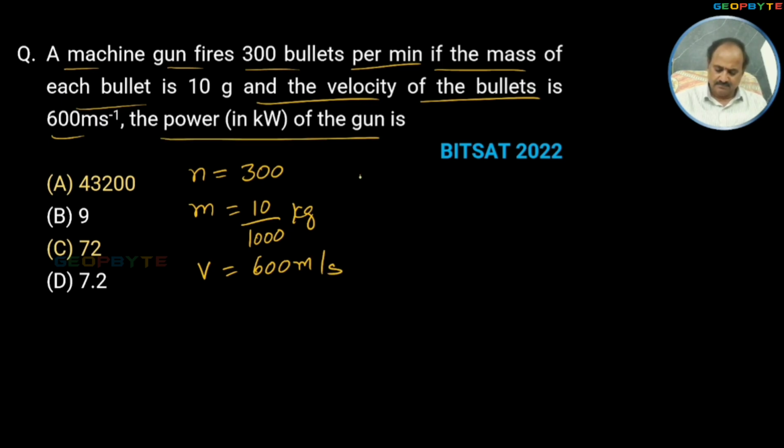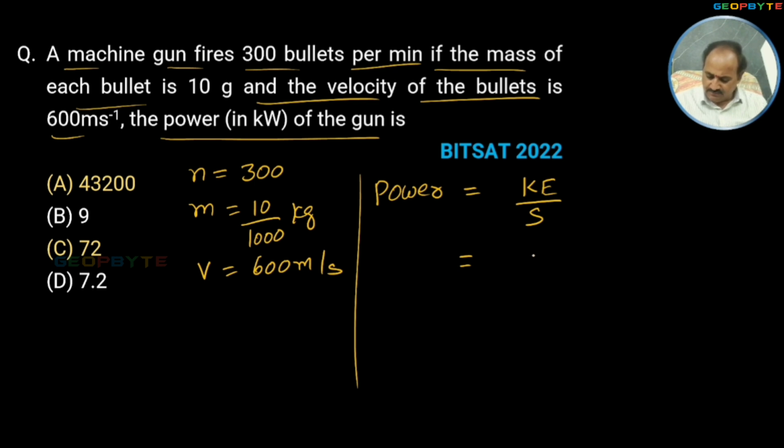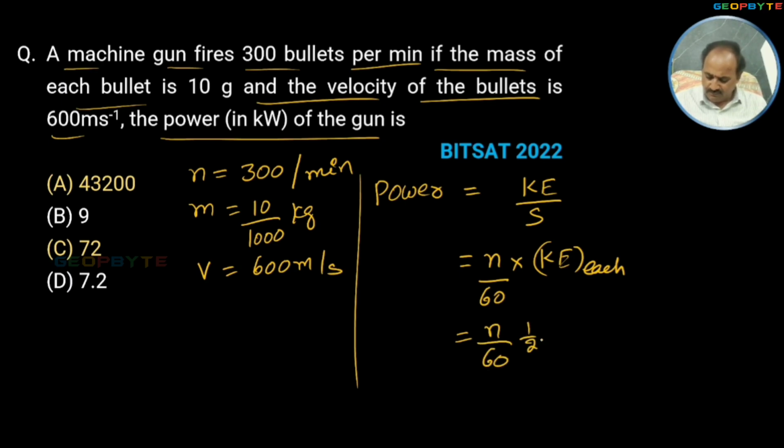The power of the gun, very simple. Power of the gun equals kinetic energy of all the bullets per second. Number of bullets multiplied by kinetic energy of each bullet. The number of bullets is given per minute. That's why it should be divided by 60. Number of bullets n by 60. Kinetic energy of each bullet is half m v square.